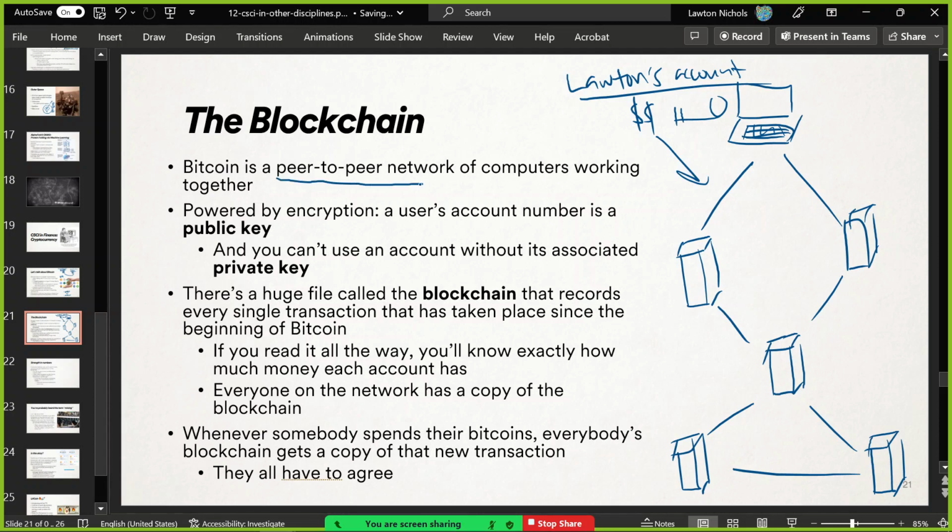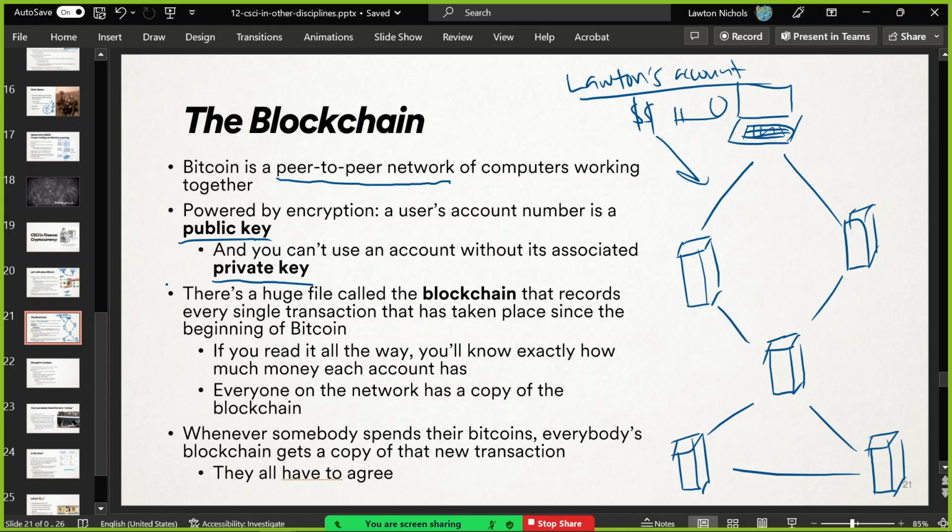So it's a peer-to-peer network, uses encryption to talk to everybody. Your address, your wallet number, that's your public key. Share that with everyone. And then you keep your private key safe, and that's what allows you to verify and say, yes, I really do mean to have this transaction go forward.